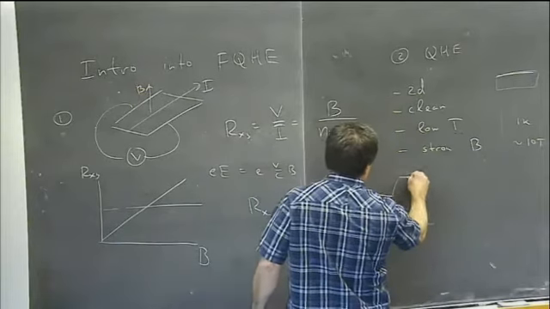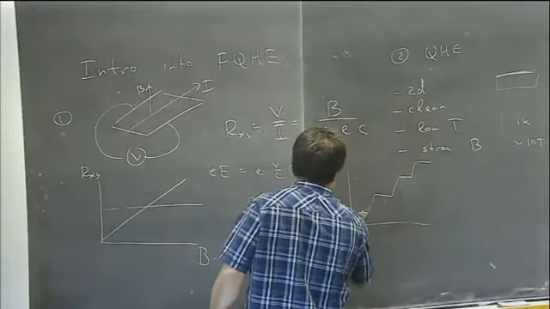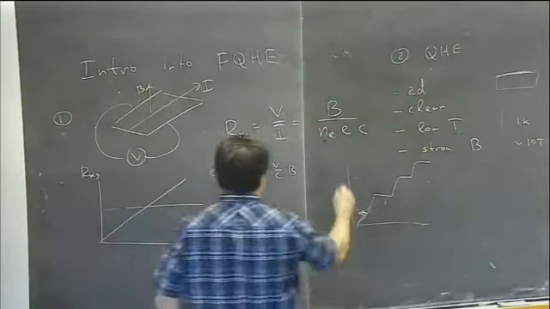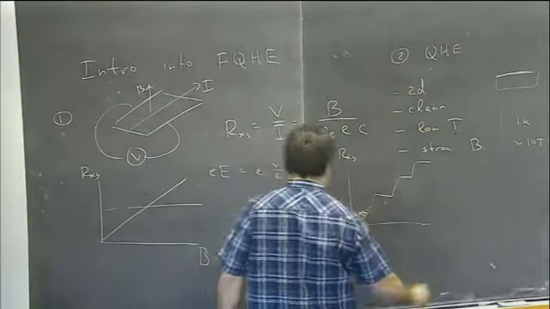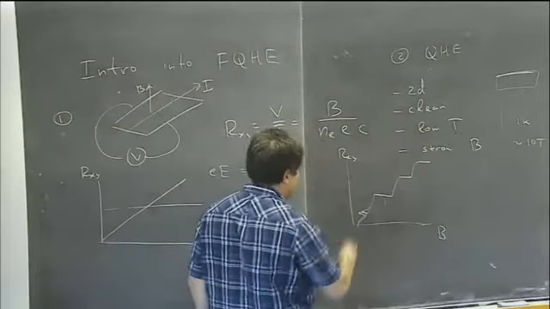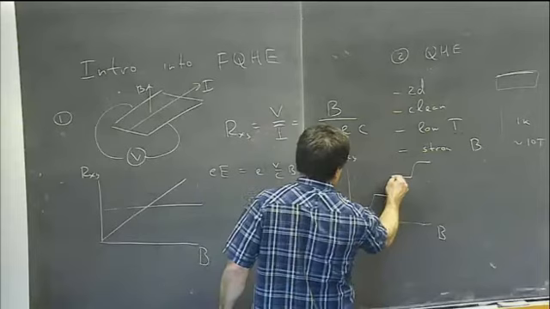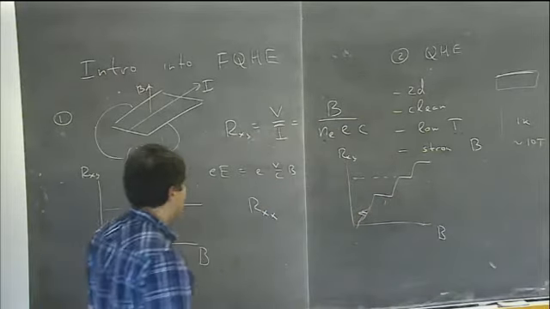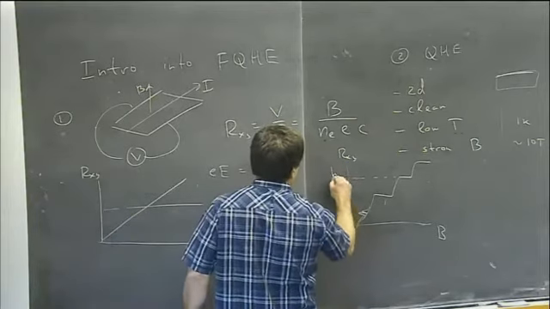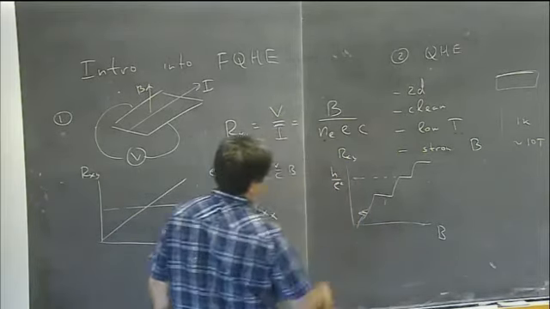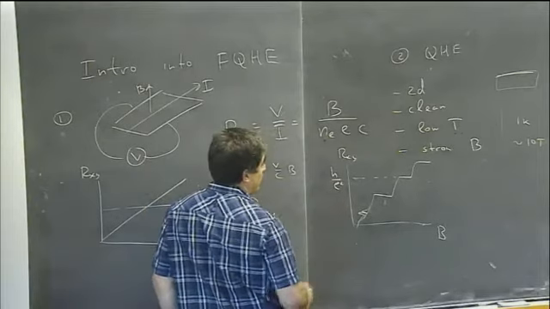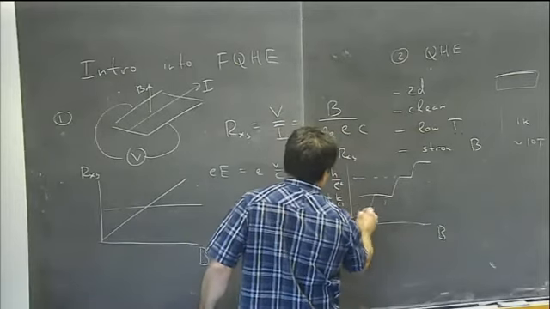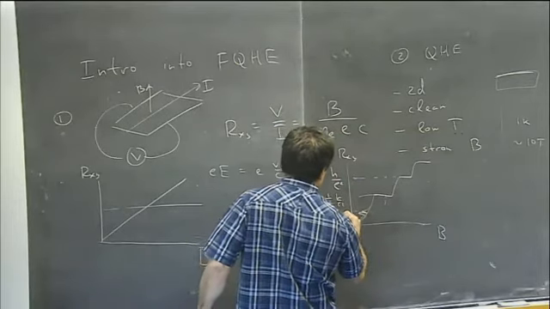Okay, and then what happened is that instead of this straight line without features, the measured Rxy at low temperatures under these conditions consisted of various plateaus. And moreover, these plateaus happened at exactly integer fractions, so for example, this is h over e squared, and the next plateau was 1/2 h over e squared, then 1/3 h over e squared, and so on and so forth.